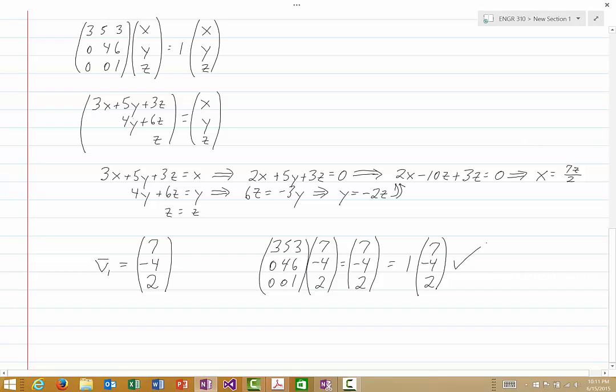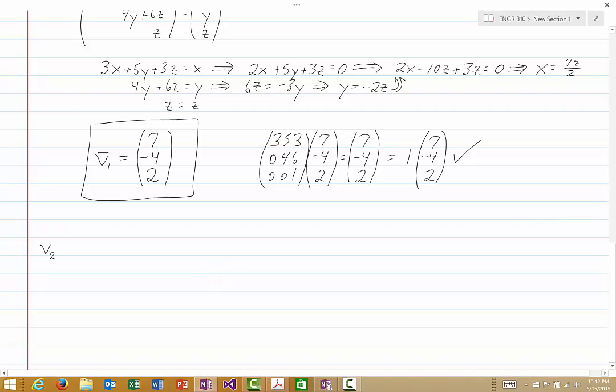So this checks out. Notice the matrix times this vector that we've determined is equal to 1 times that vector. So that means that this vector is indeed an eigenvector of the matrix, and that the associated eigenvalue is equal to 1. So this is an acceptable answer for V1. Now, if you have not already tried this problem on your own, I hope that you will stop the video at this point and try to find V2 and V3 on your own.